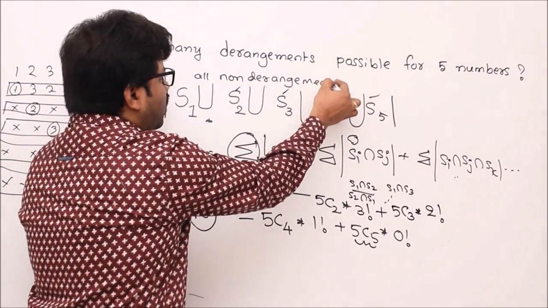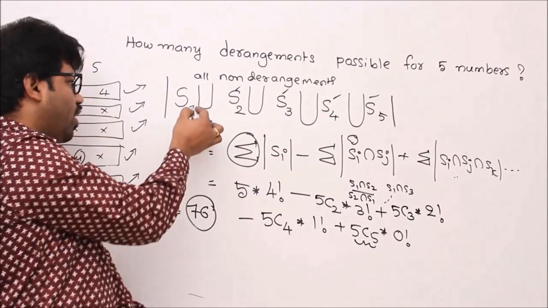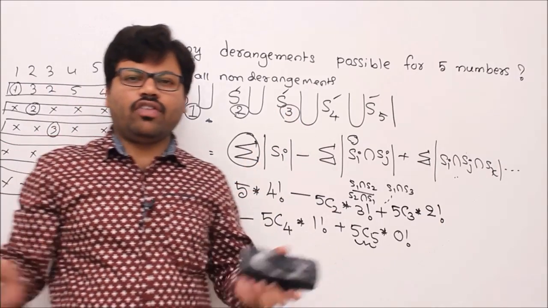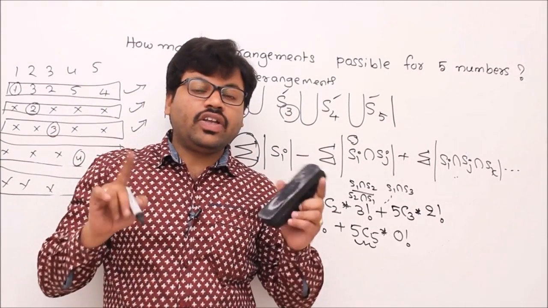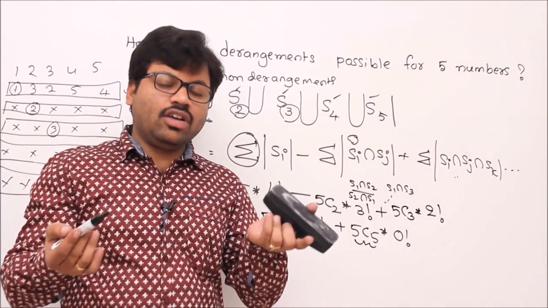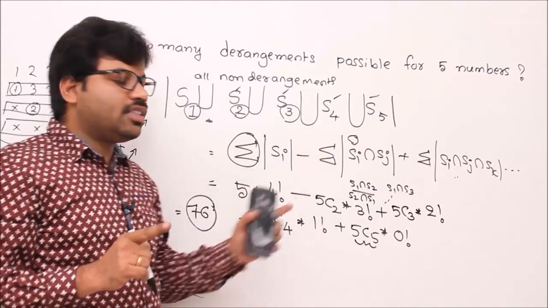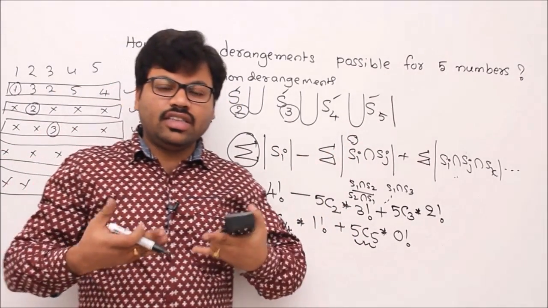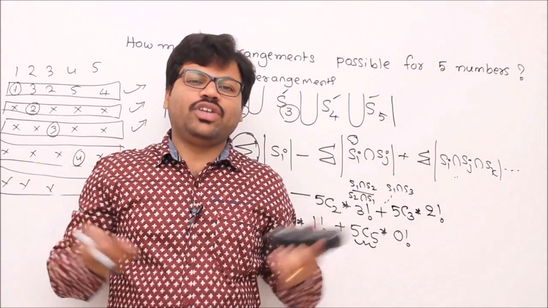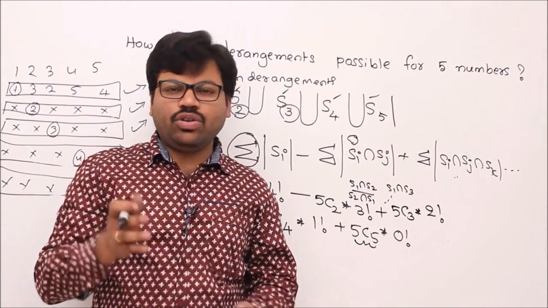Why are they non-derangements? Just recall, these are all the arrangements where 1 is in the correct position, or 2 is in the correct position, 3 is in the correct position, or 4 or 5 is in the correct position. That's why they are not derangements, right? So we calculated the opposite set. Why did we calculate non-derangements first? The reason is that non-derangements are easy to calculate because they can be represented in union form, and we have a formula only for union form. That's the problem. That's why I calculated non-derangements. Then we'll come to derangements.